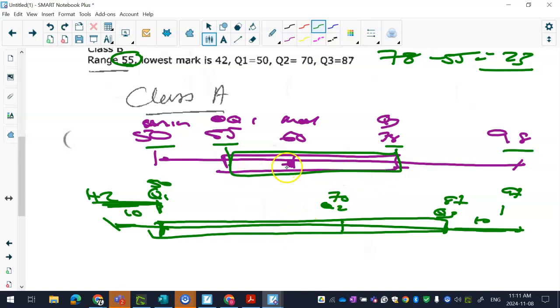This class is more consistent because each piece of the box is similar in size. I have no one failing. But then my highest level kids are a little bit lower. My average, my middle score, is higher here in class B. So that's kind of it. I'm running out of time, but that's how you make these.